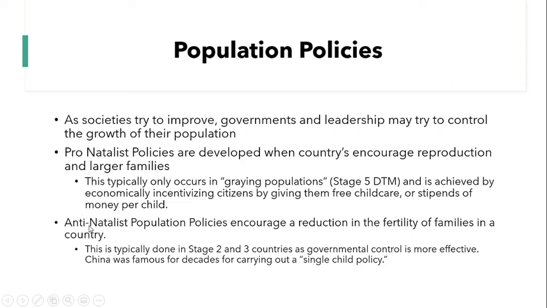This is going to be seen in stage 3 countries. The most famous example would be China. So we'll read into this really quickly. Antinatalist population policies encourage a reduction in the fertility rate of families in a country. This is typically done in stage 2 and stage 3 as governmental control is more effective. China is famous for decades for carrying out the single-child policy.